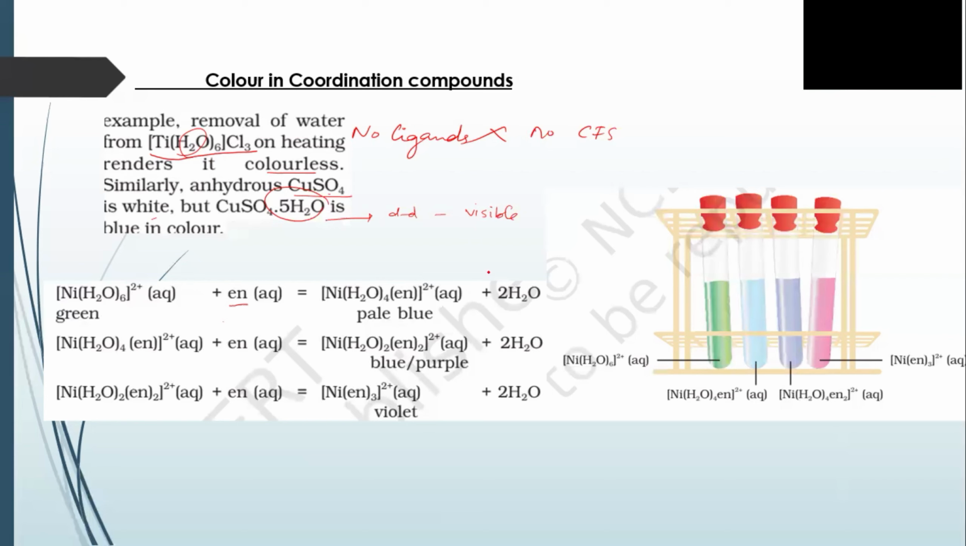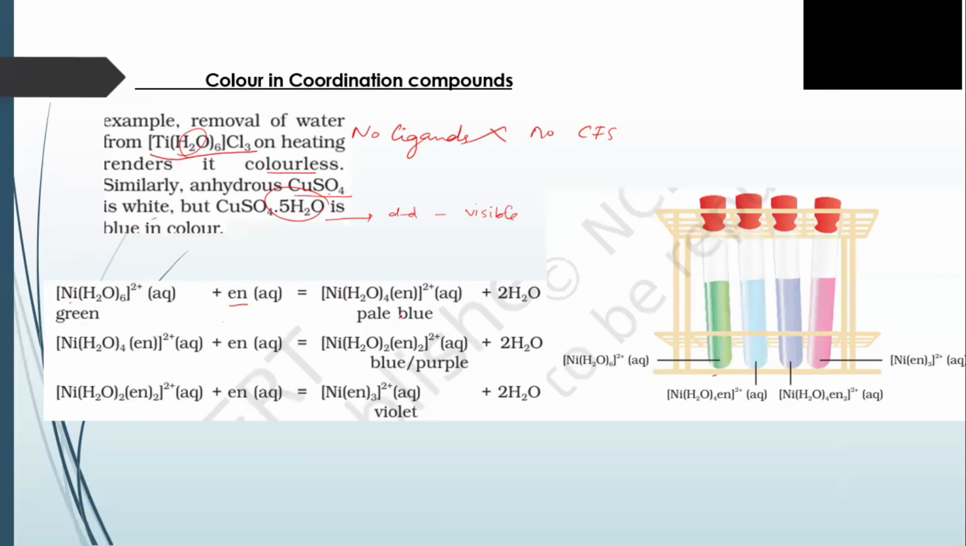To understand this, an experiment is done. For this, a complex having this structure, that is the nickel hexaaqua complex, which is green in color, is used. This is the complex. It is treated with another ligand, a strong ligand, ethylene-1,2-diamine. So ethylenediamine is progressively added.